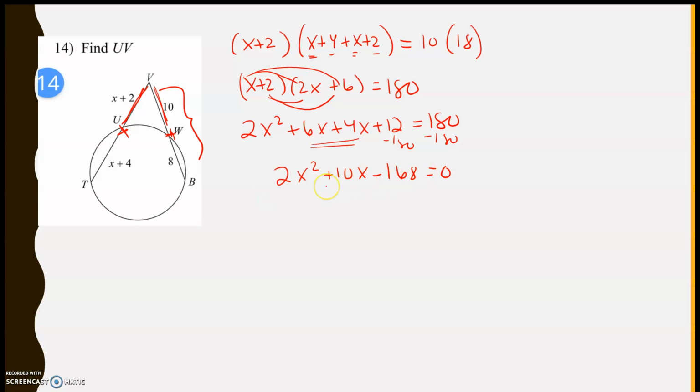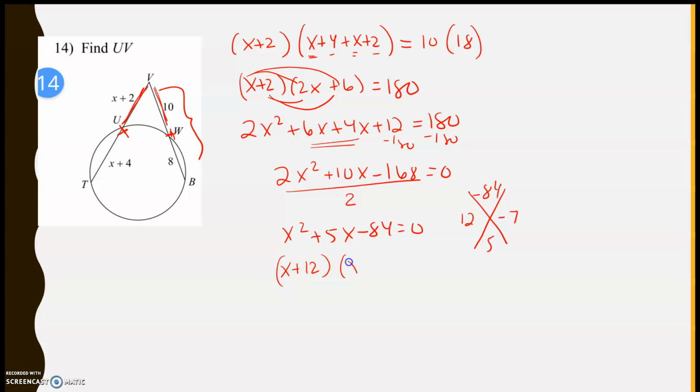And I see I can take out a GCF of 2, so dividing out by a 2, I'm left with x squared plus 5x minus 84 is equal to 0. So now I have to figure out what numbers multiply to -84 that also add to 5. And that's going to be 12 and -7. So I'm going to get x plus 12 times x minus 7 is equal to 0, which means x is equal to -12, or x is equal to a positive 7.